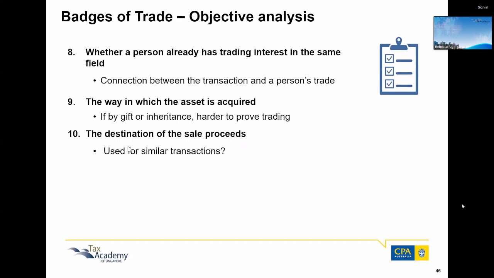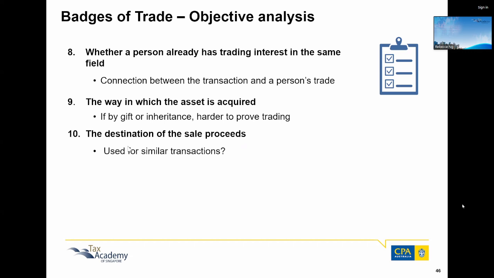sales proceeds. So how are the sales proceeds used? If the sales proceeds are used in a similar transaction, so you buy a property and then you sell and then you buy again, more indicative that there is an existence of trade. Or stocks, you buy stocks, you sell again and use the proceeds to buy stocks again, then it is similarly indicative that there is an existence of trade.